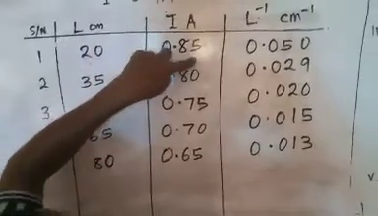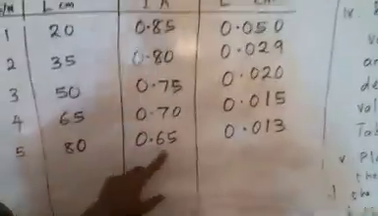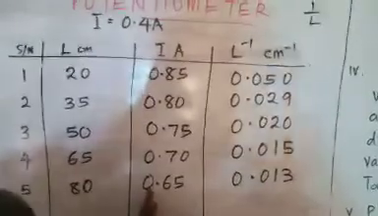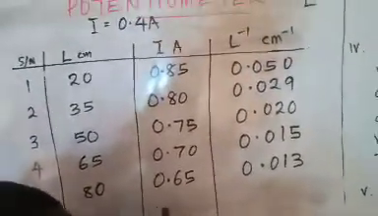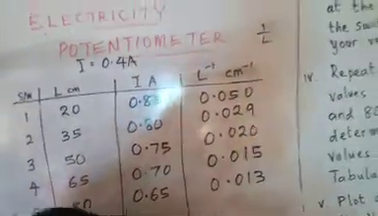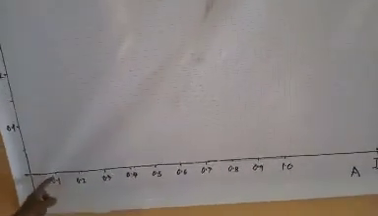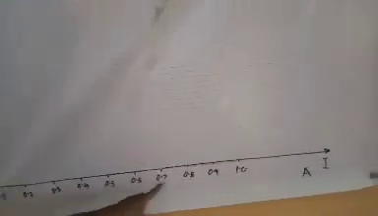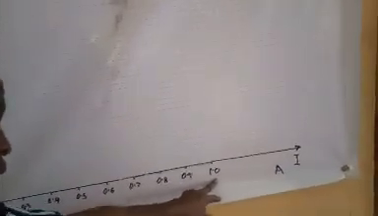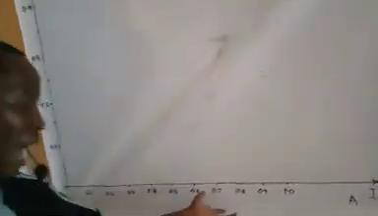The highest is 0.85 here, and the lowest is 0.65. Both of them are under 1. What you do, you number your thick line here. In my own thick line, I have 0.1, 0.2, 0.3, 0.4, 0.5, 0.6, 0.7, 0.8, 0.9, 1.0. Okay. Now this is what I number here in the horizontal axis.